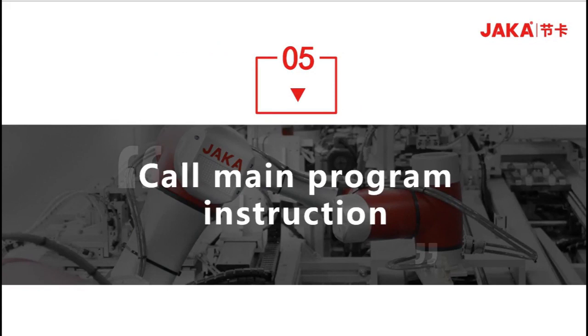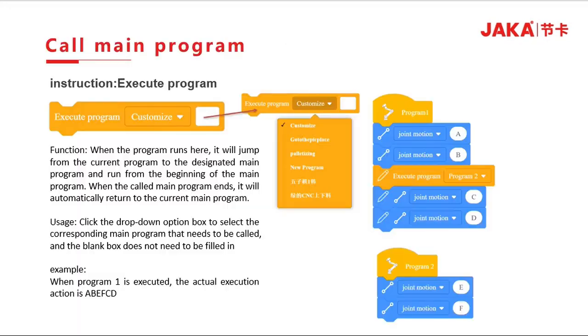5. Call main program instruction. Click the drop-down list on this subcommand. We can see that we can select the program we have written in the drop-down list. Its function: when the program runs the instruction, it will jump from the current program to the selected main program and run from the very beginning of the main program.